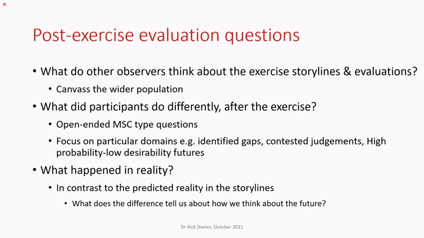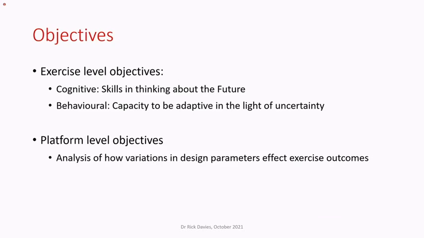We can also ask participants about what they did differently after the exercise. And in this case, very open-ended, most significant change type questions are appropriate. And we can also ask what happened in reality, not in order to test whether a forecast was correct, which is not what this is about, but really to identify any gaps in our ability to think about possibilities. Why didn't we think about that possibility if it did occur and we hadn't thought about it?